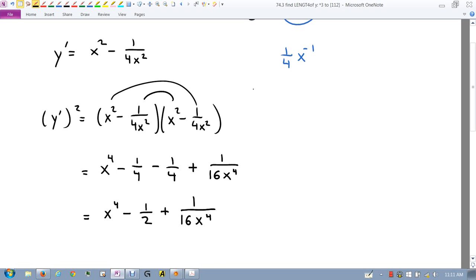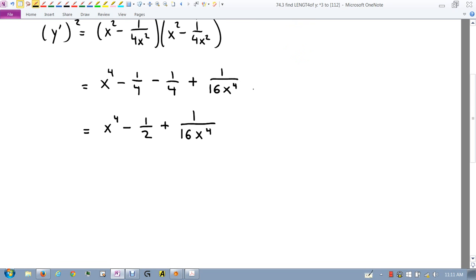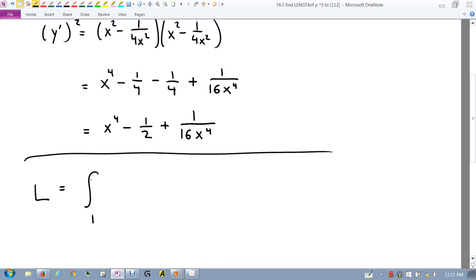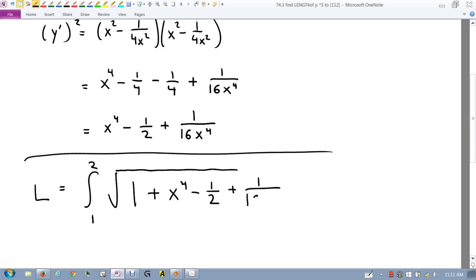Now, the length, right? The length of this curve is the integral from 1 to 2 of the square root of 1 plus that derivative squared, which we just found was x to the 4th minus 1/2 plus 1 over 16 x to the 4th. All of that dx.